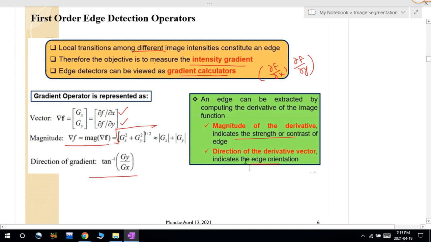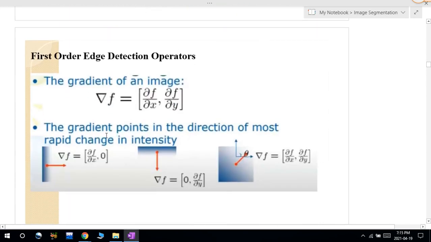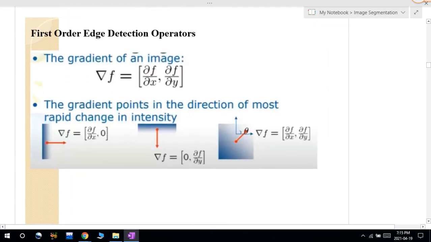These are called gradient operators, like the magnitude and gradient direction, and also this differentiation. All these are called gradient operators. These gradient operators are used in case of first order derivatives. So this is your gradient operator, like dou f by dou x and dou f by dou y, the gradient of an image. And this gradient points to the direction of the most rapid change in the intensity.